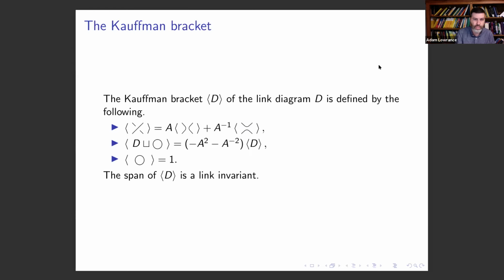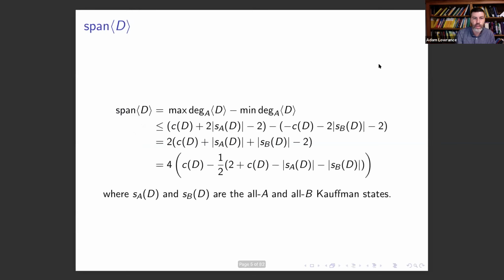So we all know the Kauffman bracket. This is the format of it that I'm going to be using. And it turns out that the span of the Kauffman bracket is a link invariant, right? The Kauffman bracket changes under Reidemeister 1 moves, but the span doesn't. And by span I mean maximum degree in A minus the minimum degree in A. And it turns out that the top degree in A that appears in any of the state sums comes from the all A state, and the bottom degree comes from the all B state. And so that span is bounded.